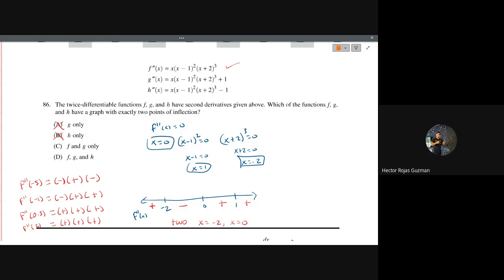They don't contain f. So what I would do next is, since you're going to be dealing between C and D, the only thing they have in common is G. So I would actually go and test H. But again, I'm going to need a graphing calculator for this. So you're going to graph H double prime. You're going to find the critical points when H double prime is equal to 0.